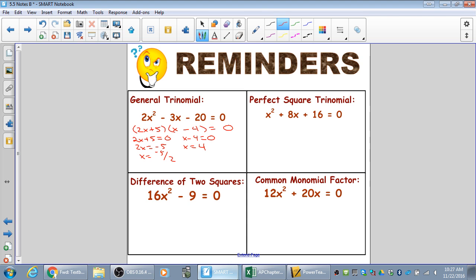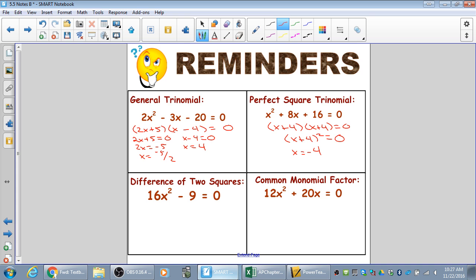We have a perfect square trinomial. If it's a perfect square, that means it's x plus 4, x plus 4. We can write this as x plus 4 squared. That's what the perfect square means. It means it's the same thing. It factors into the same thing. Perfect square trinomial. Now there's only one answer. Negative 4 makes that 0.